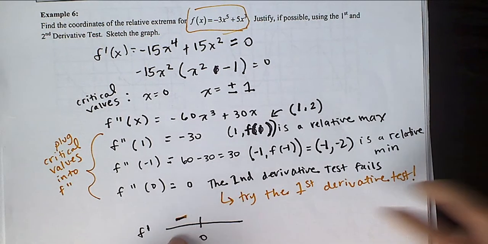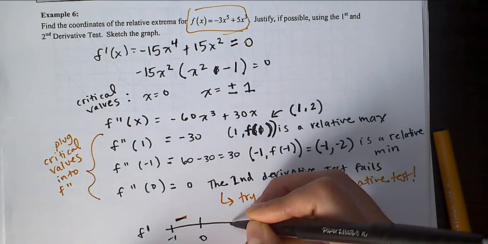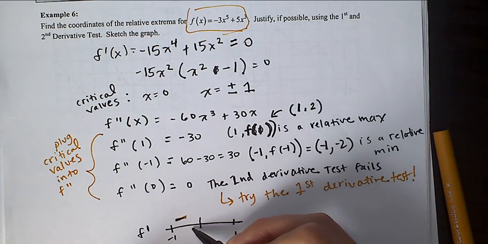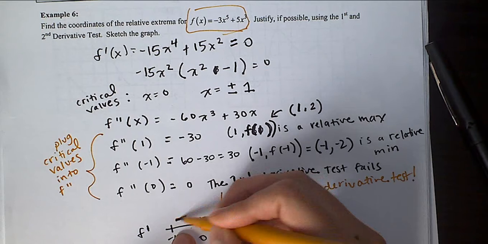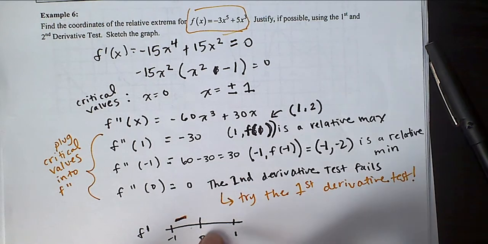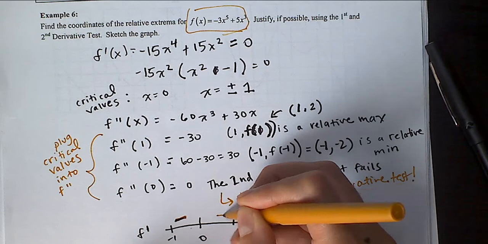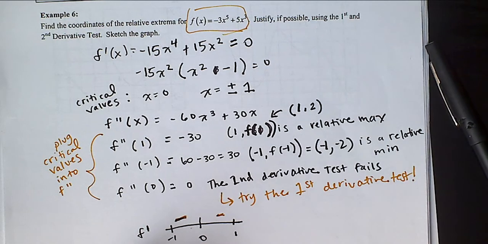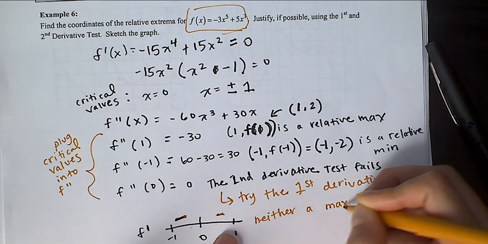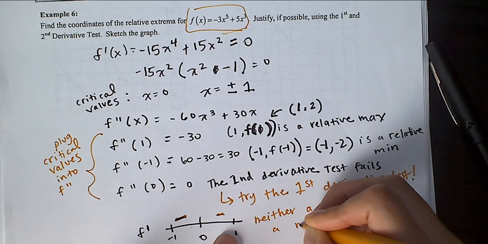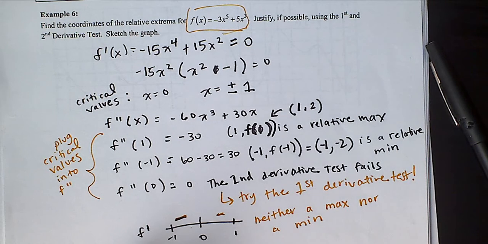Oh yeah, we can't plug in negative 1. So we need to plug in something like negative 0.5. If we plug negative 0.5 into that first derivative, we get a negative value. And if we plug positive 0.5 into f prime, we also get a negative value. So using the first derivative test, we're able to see why that second derivative test failed. Since they're both negative, there is neither a max nor a min, and we still have a critical value there.